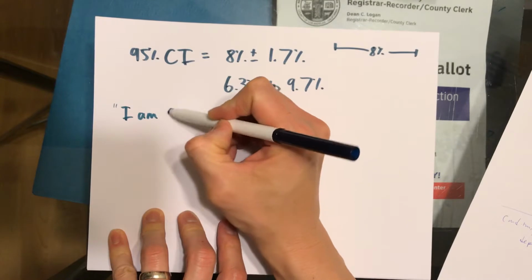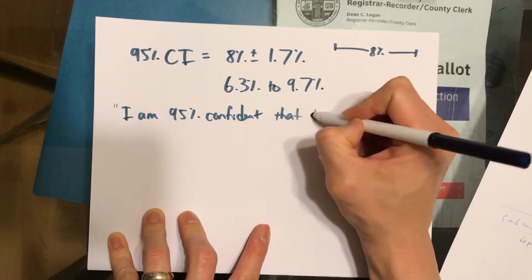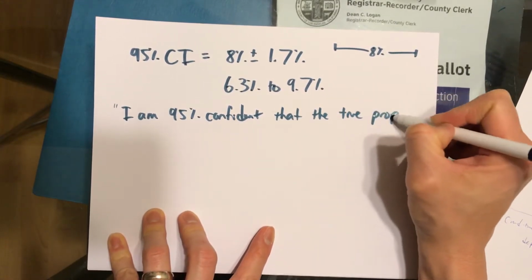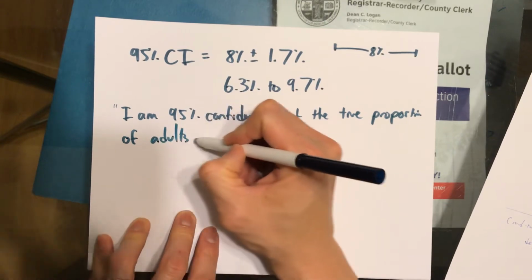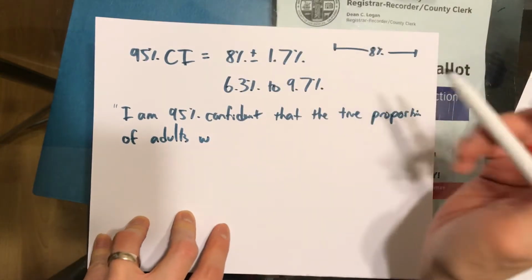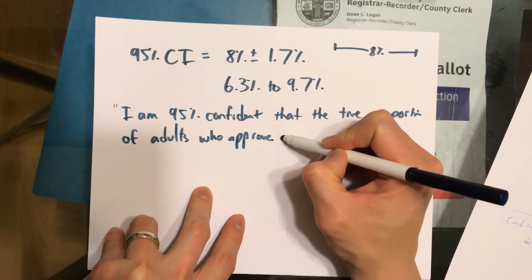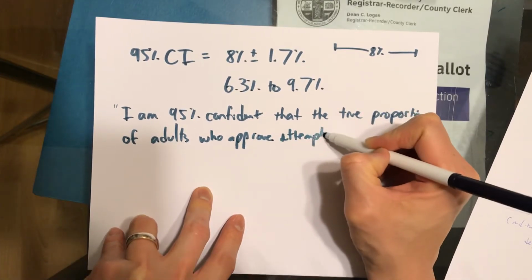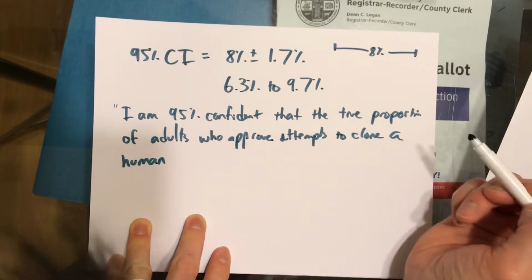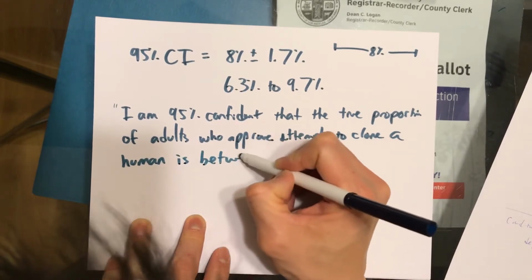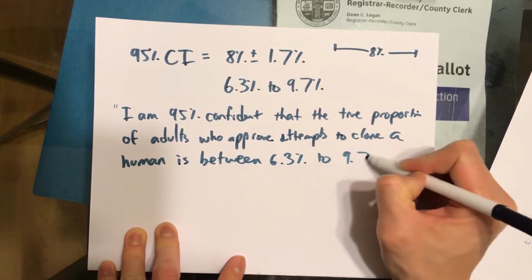So I am 95% confident that the true proportion of adults who, what was it again, who approve attempts to clone a human is between, and this is where you list your interval, 6.3% to 9.7%.